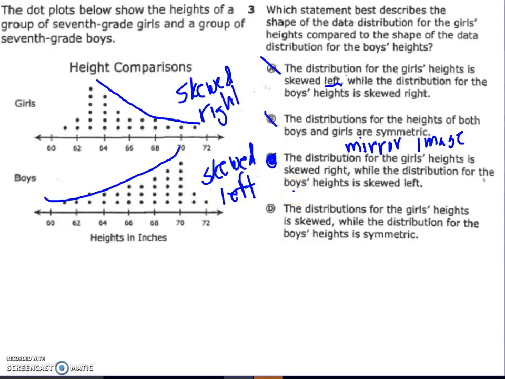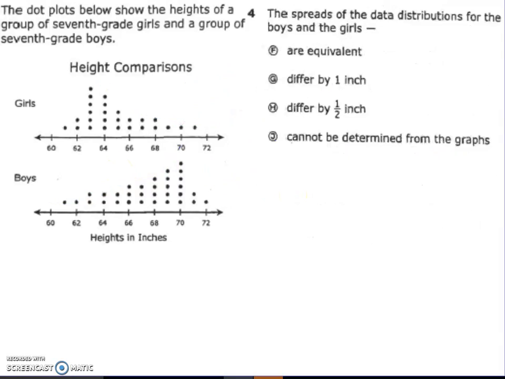Okay, just to make sure, let's read D. The distribution for the girls' height is skewed, while the distribution for the boys' height is symmetric. No, it's skewed left. All right, let's go to the next one.